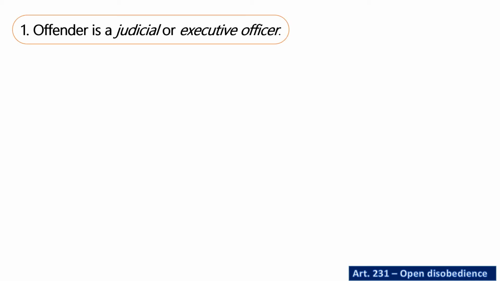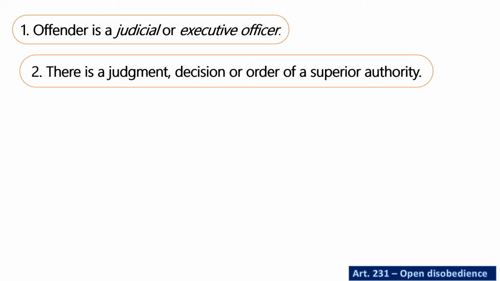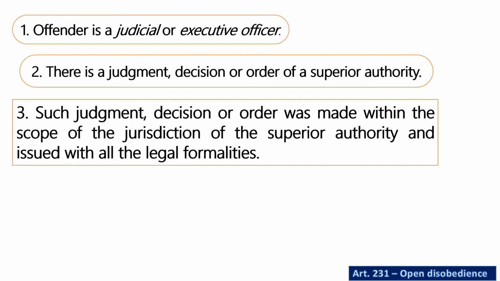So what are the elements? Who is your offender? Offender is a judicial officer or an executive officer. And there is this judgment, decision, or order of a superior authority. That judgment, decision, or order made by the superior authority was made within the scope of his jurisdiction, and it was issued also with all the legal formalities.